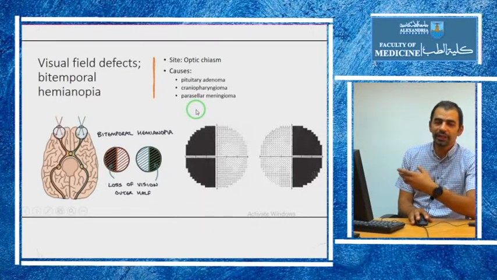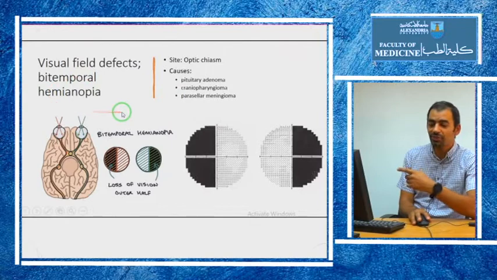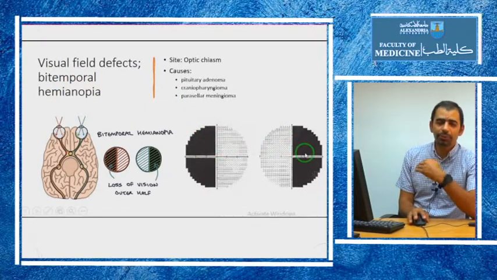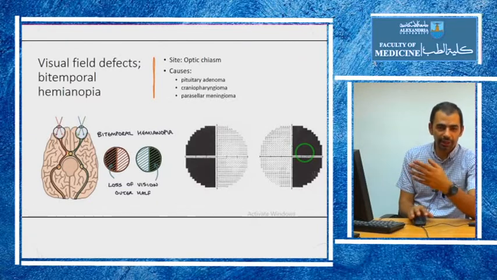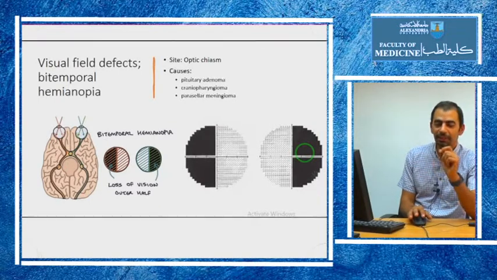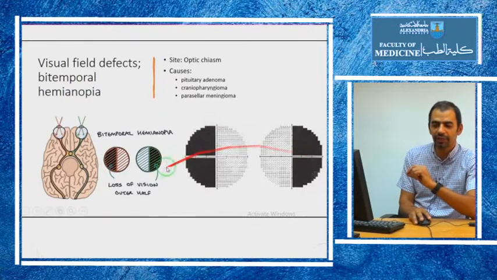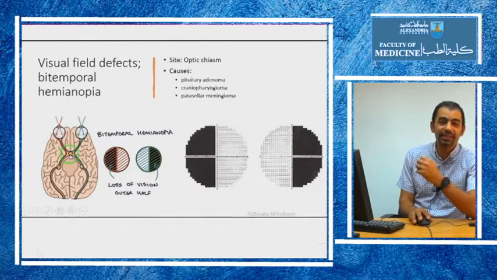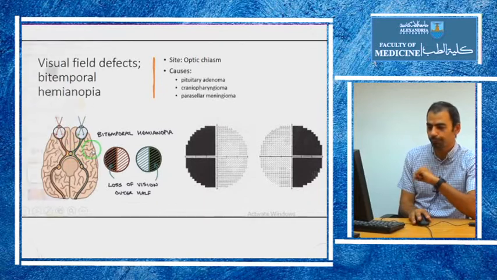Now, one of you may ask, why should we know about this? Because if you see a patient with bitemporal visual field defect, probably you will send the patient for an MRI scan. It will be very nice to point out to the radiologist that this patient has a bitemporal visual field defect, and please focus on the area of the optic chiasm. This will make things easier for your colleague.